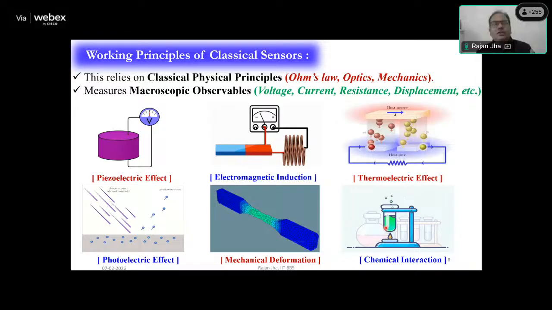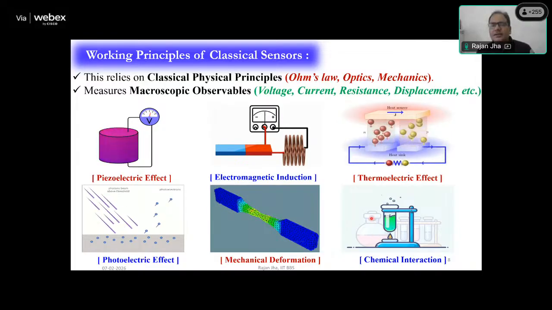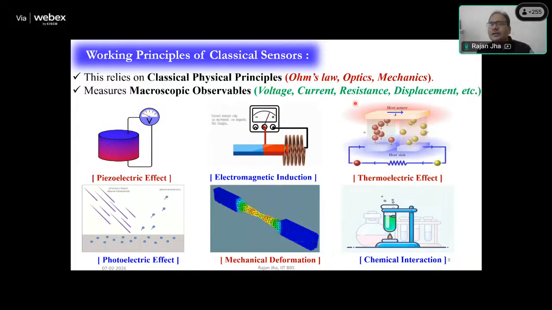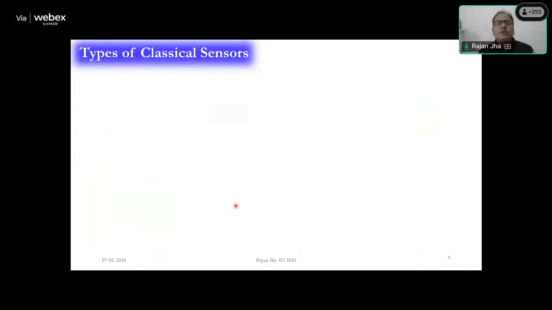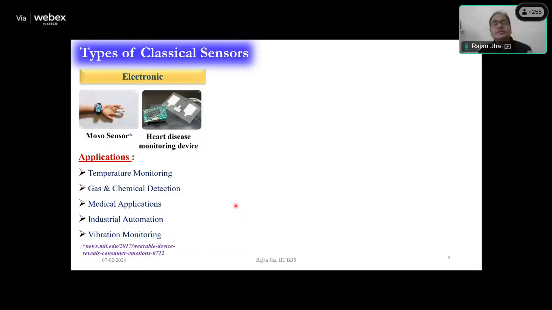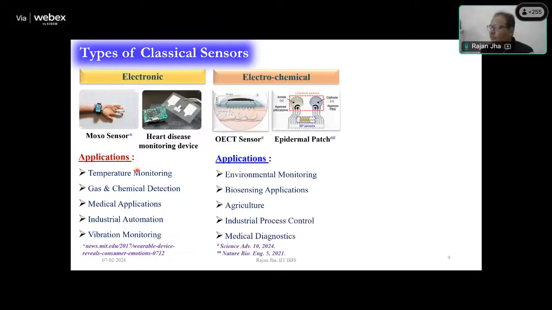Chemical interactions, all these, what I'm trying to tell you is either measuring voltage, current, resistance, displacement, and so forth. So what are the different types of classical sensors? These can be electronic, which most of us are aware of. Many of you must be wearing a smartwatch, which is some sort of electronic sensor. So an electronic device tells you the different parameters associated with the human body.